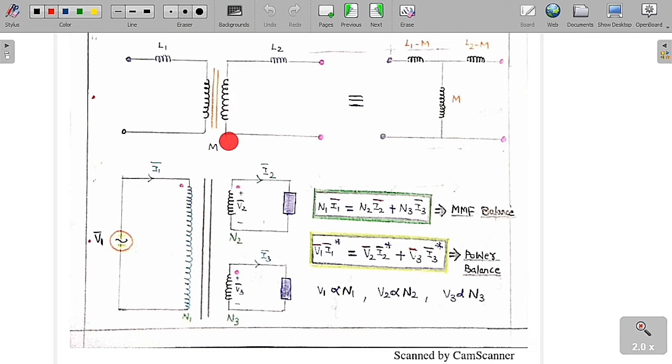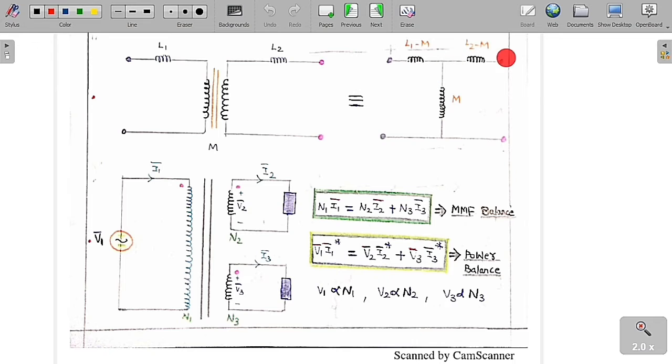So this is a two-winding transformer. Now let me look carefully here. L1 is called the self-inductance of the primary coil, L2 is called the self-inductance of the secondary coil, and M is the mutual inductance between the primary coil and the secondary coil. For this two-winding transformer, we can draw an equivalent circuit in this fashion: L1 minus M, L2 minus M, and this is M. The remaining everything is the same. So this follows the equivalent circuit from this circuit.